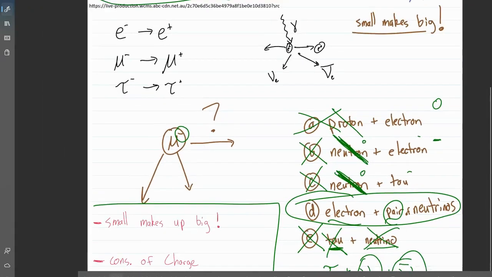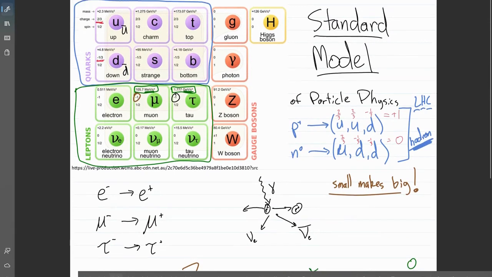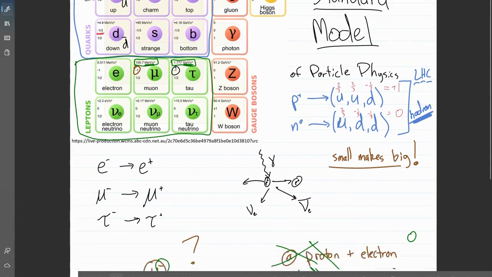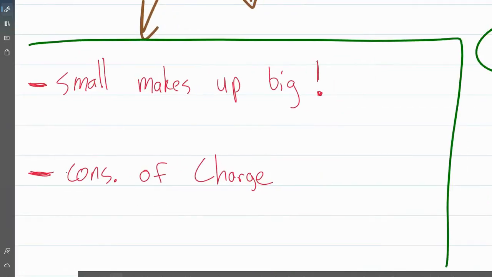I expose you to a lot more in this video than you have to know, just because it gives you an access point. You can start to look at these things in terms of the Standard Model and of what you know. But you don't have to know it all. Just remember these two things down here. You'll be just fine for the AP test.